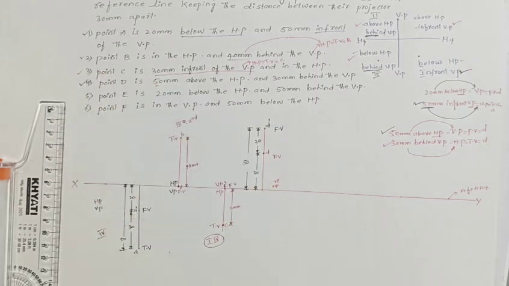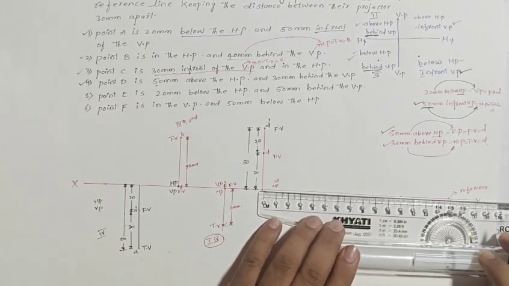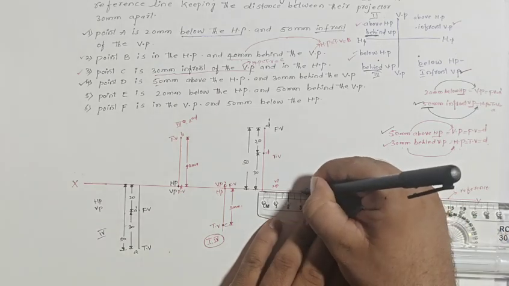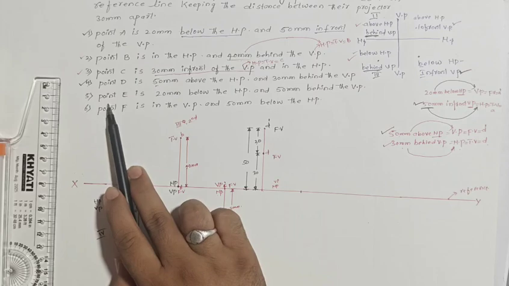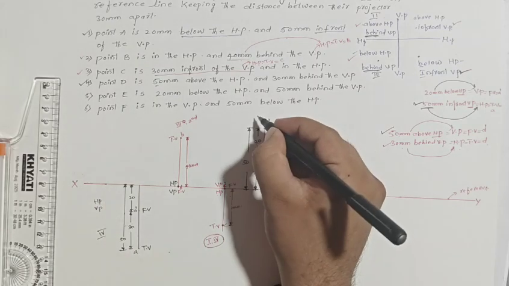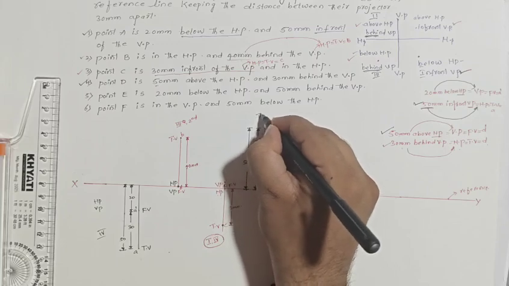This fourth question is completed. Again, we have to maintain a distance of 30 mm apart. Okay, then let us see. A point E, again it lies in a which quadrant? It lies in a above and behind, lies in a second quadrant.